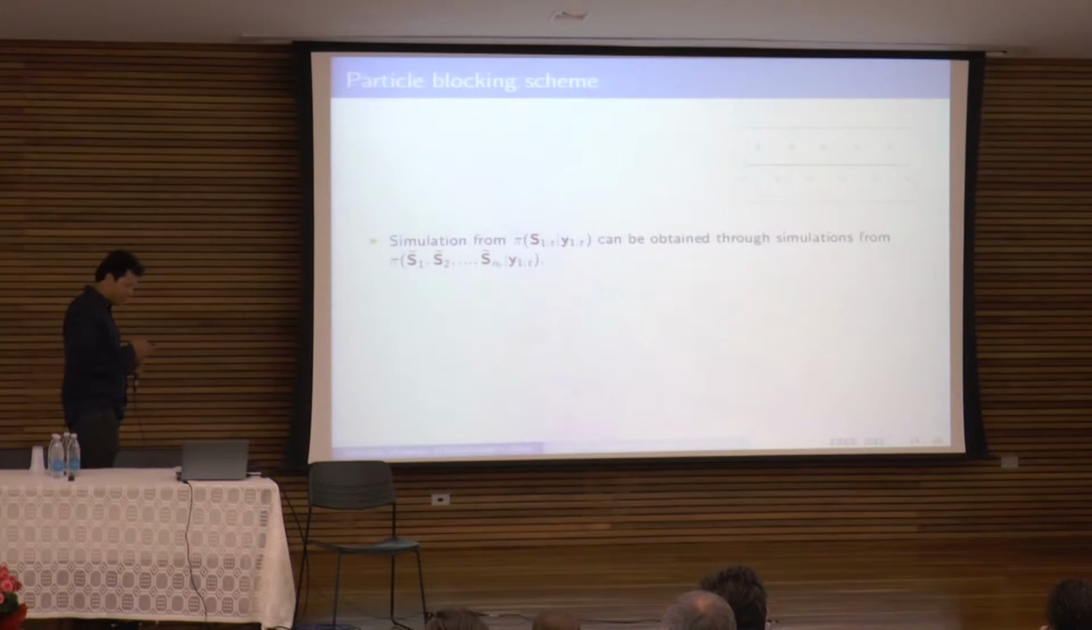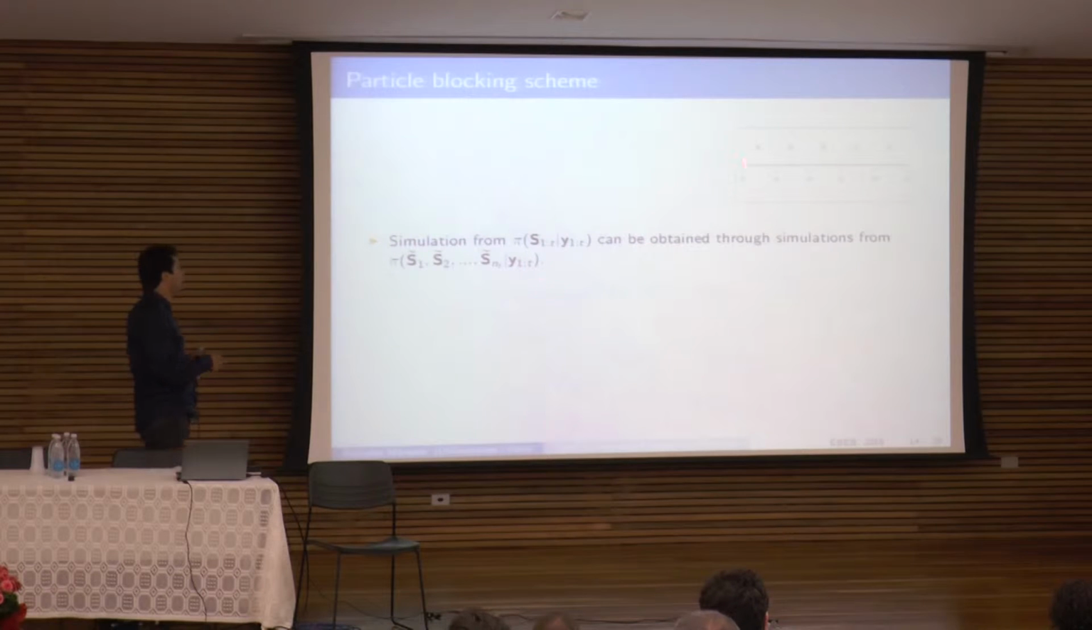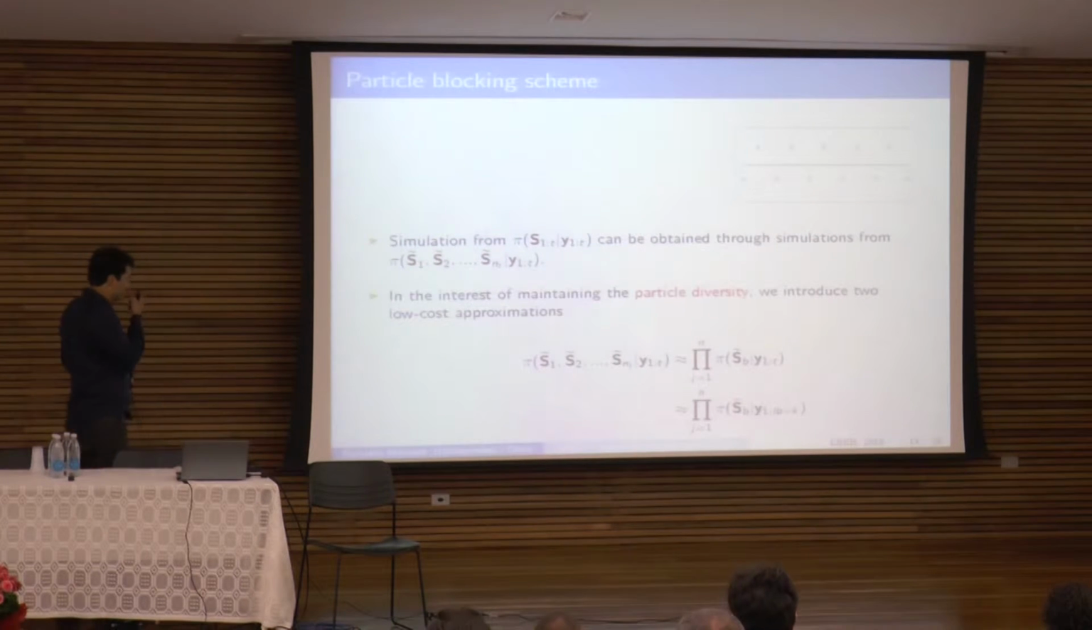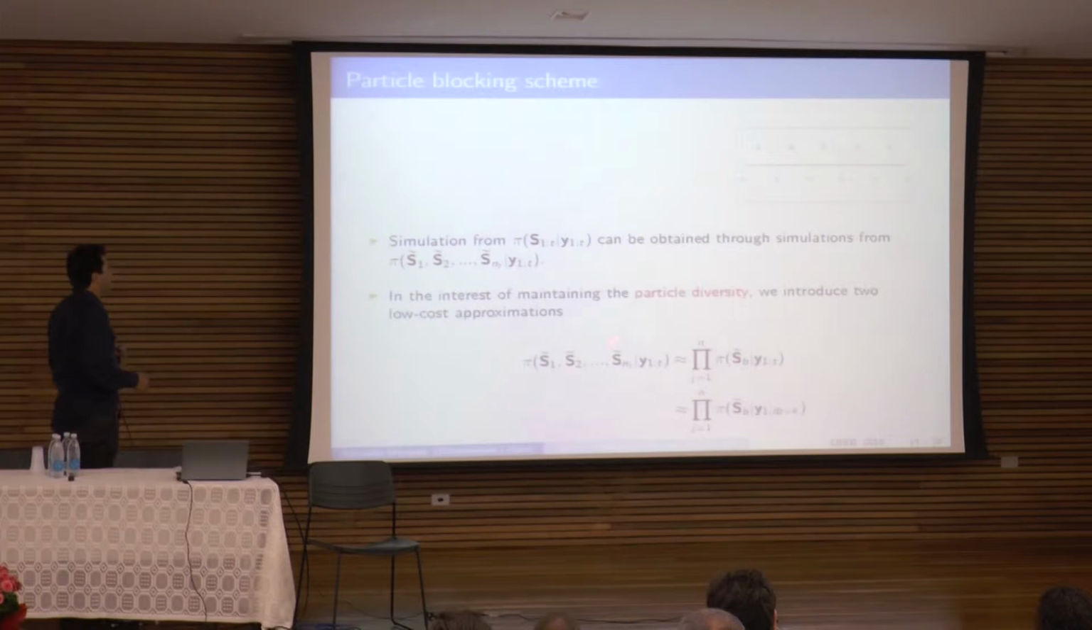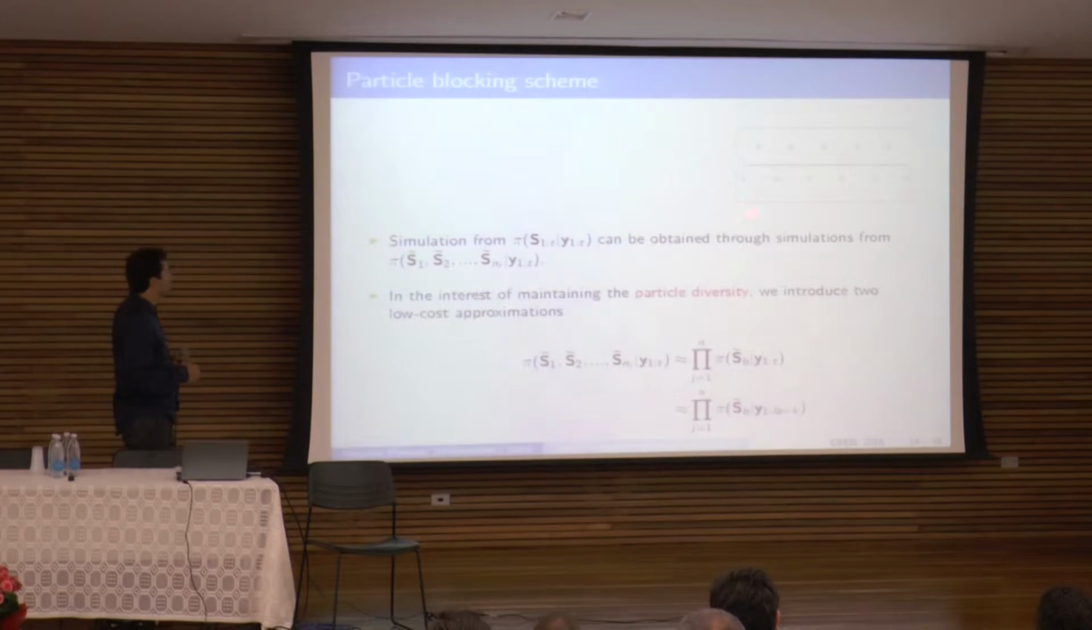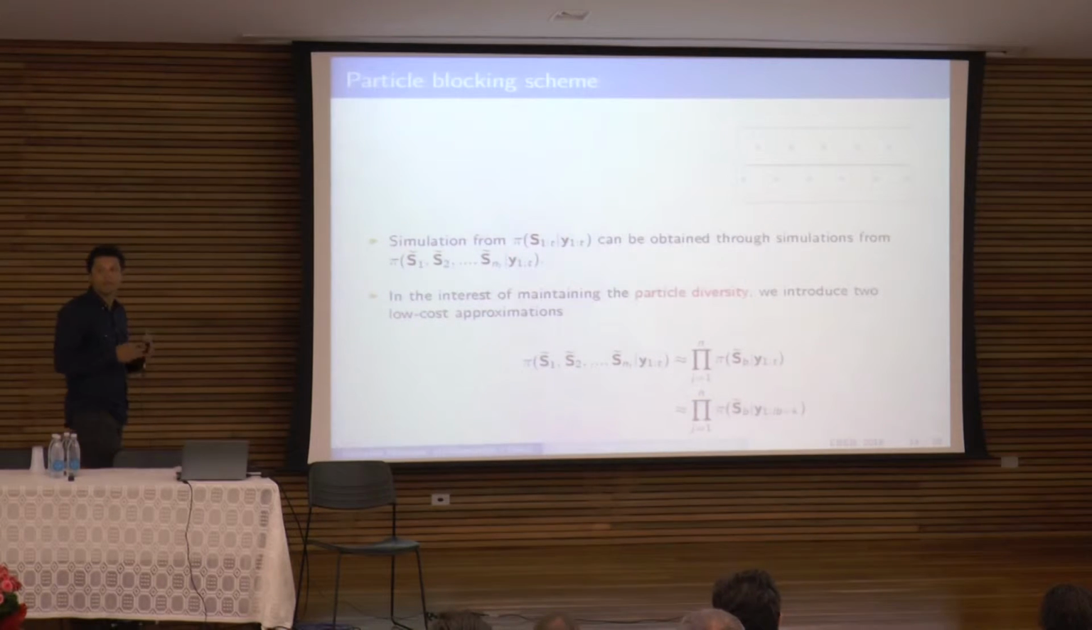So my idea here is that simulation for pi of x1 to t, given the data, can be obtained from the simulation from pi s1, s2, sn. Then I can compute here each block. So this idea is actually based on two approximations. The first approximation, I can tell you, is that I'm creating dependence in between blocks, among blocks.